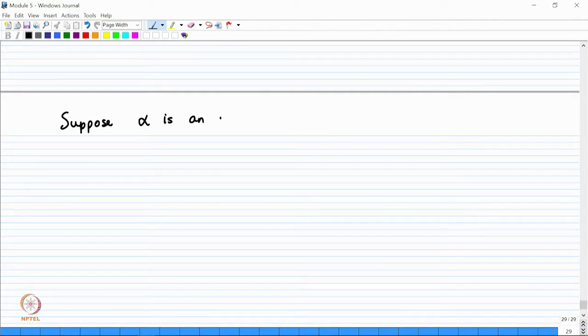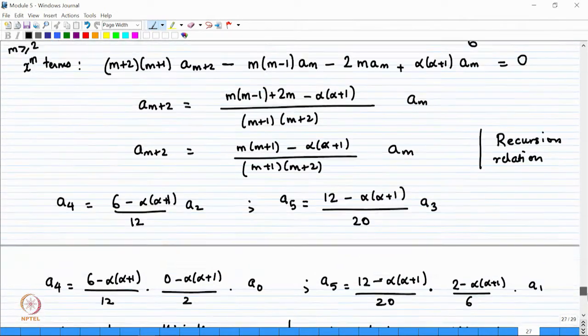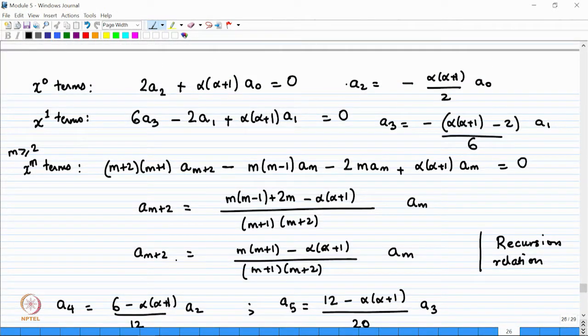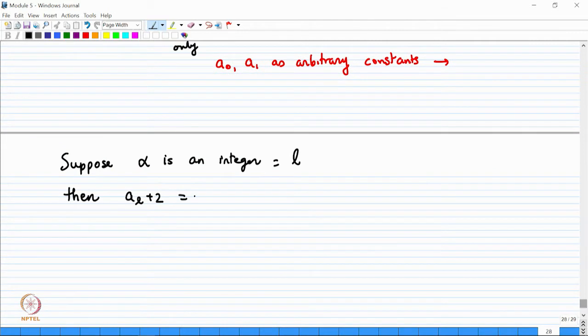Alpha is an integer, let us say equal to L. Then a L plus 2 equal to, you can see from this expression. When you look at a L plus 2, you will get L plus 1 minus alpha plus 1, which is just L plus 1. So a L plus 2 equals 0, and because a L plus 2 equals 0, a L plus 4, a L plus 6, all these equal 0.